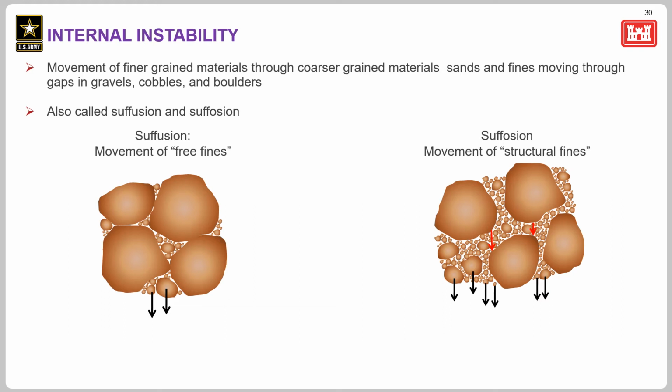Suffusion is when the fines move through the coarser grained material, but the coarser grained materials have some point-to-point contact. So there's typically minimal volume change. In the case of suffosion, the difference here is the larger particles are not in point-to-point contact. The fines are mixed in. So when those fines are removed, we may see a volume change. This failure mode is less likely to occur in dams.